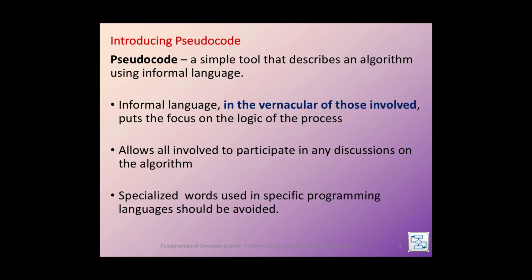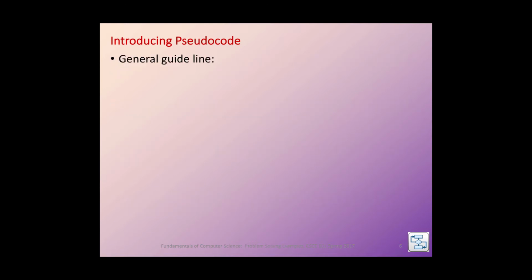Do not use coding statements in pseudocode. Remember, it should be expressed in the common language of those people involved in the design of the algorithm, or even those that are going to be using the output of the algorithm. Now, some general guidelines for when using pseudocode are as follows. Only write one statement per line, okay?